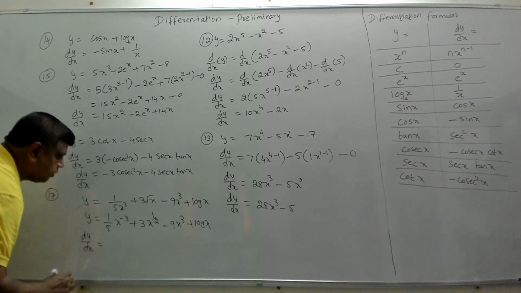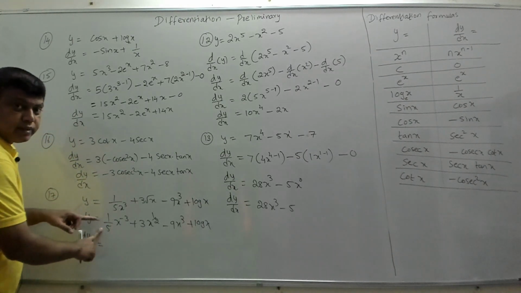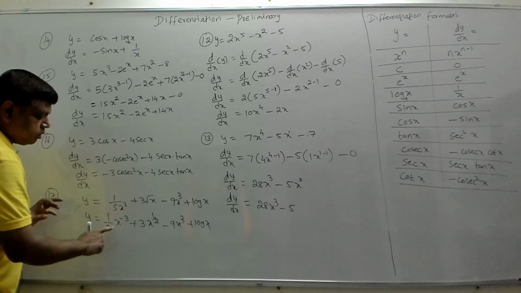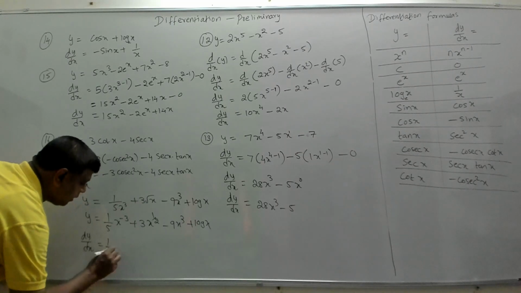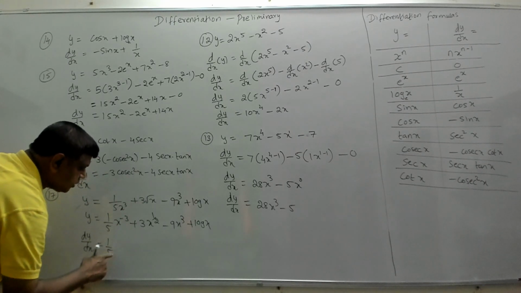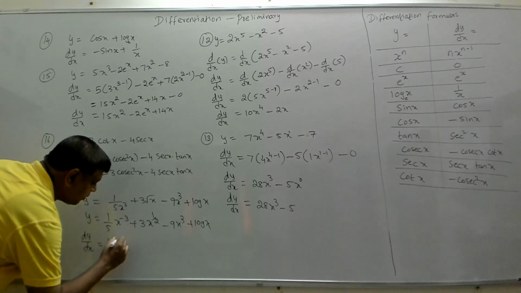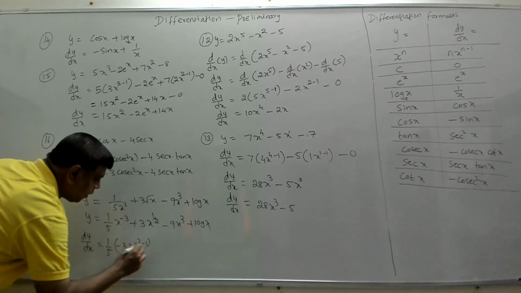Now dy by dx, we are differentiating now. That is equal to, now 1 by 5 is a number. 1 by 5 into x power minus 3, it is coming with a multiplication, so you should write 1 by 5 as 1 by 5. Then x power minus 3 differentiation is minus 3 x power minus 3 minus 1.